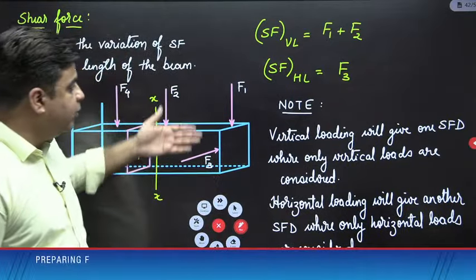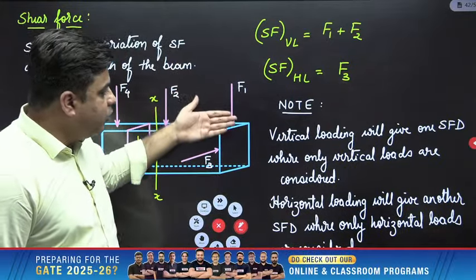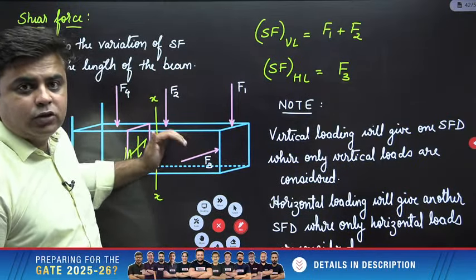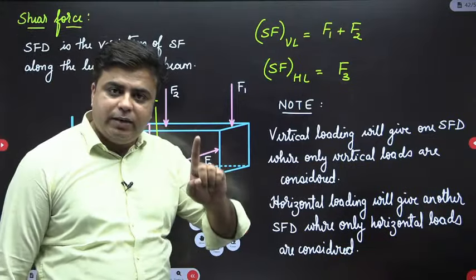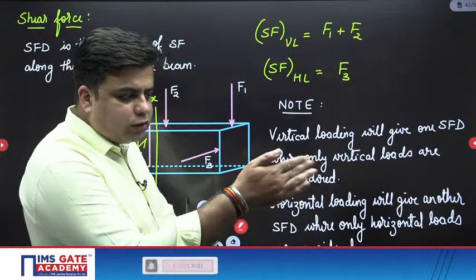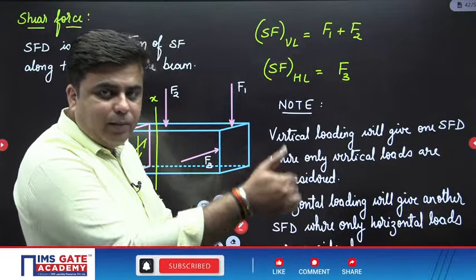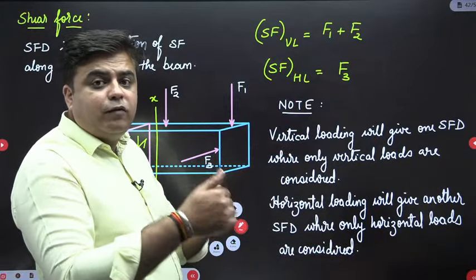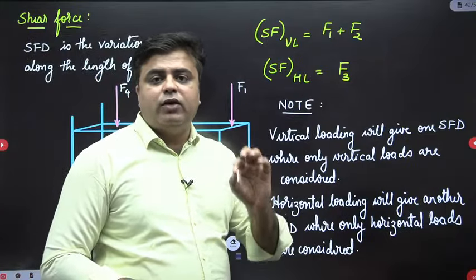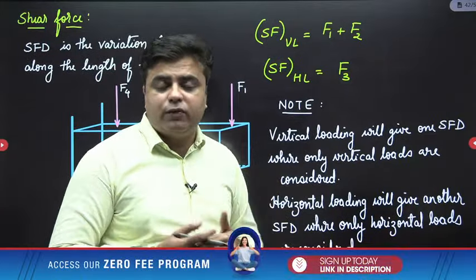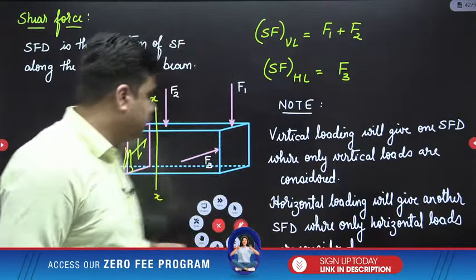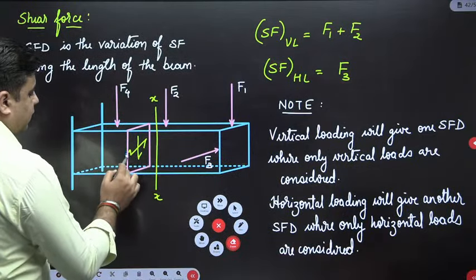If you are drawing the bending moment diagram due to vertical loads, that load will cause bending about the Z direction, so that is your MZ. The variation of MZ will be one bending moment diagram. If you are drawing the bending moment diagram due to horizontal load, that will cause bending about the Y direction, so that is the variation of MY from this end to this end. So whenever you have biaxial loading, or loading in two different planes, you will get two different shear force diagrams and two different bending moment diagrams. That is a new thing here that you need to consider.